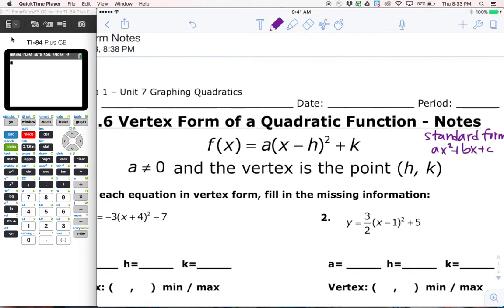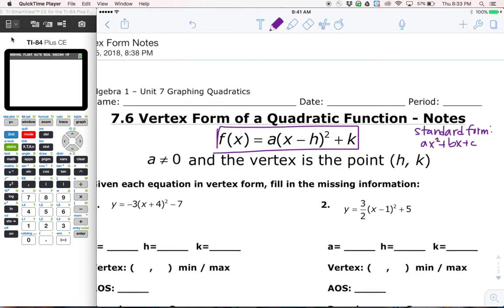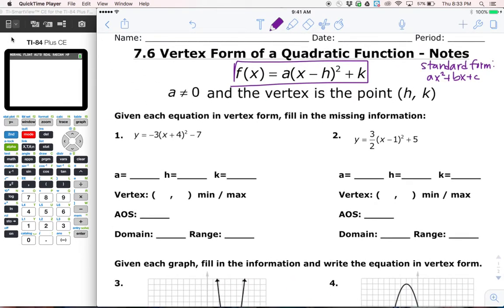What we're focusing on today is vertex form, and vertex form is set up like this. They have the a on the outside. They've got (x minus h) squared plus k, and we'll talk about what h and k are in a minute. Before we look at this, I want to demo what's going on here.